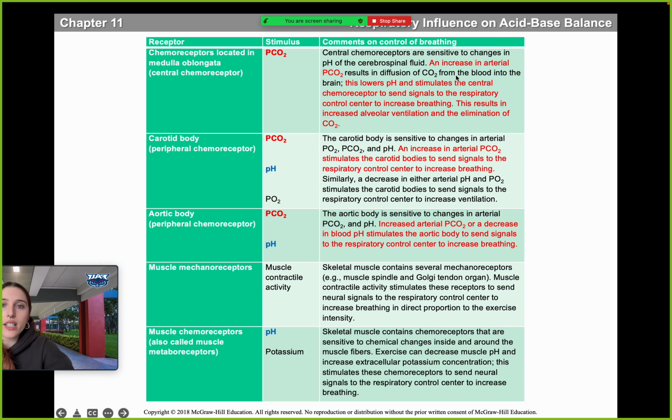All right, you guys can go over this slide here. This pretty much just lists out all of the receptors and what stimulates it. So if partial pressure of carbon dioxide is changing, pH changing, all of these sort of things. So make sure to read through these, and then it pretty much says here what happens, okay?